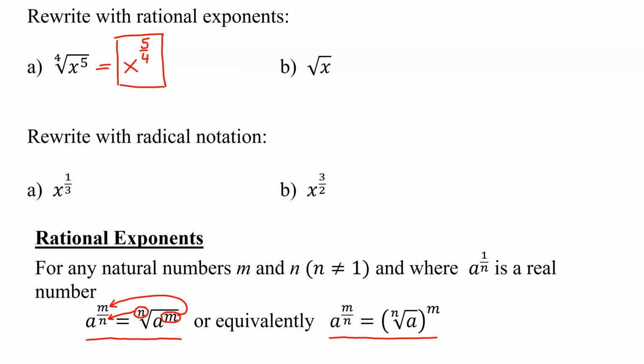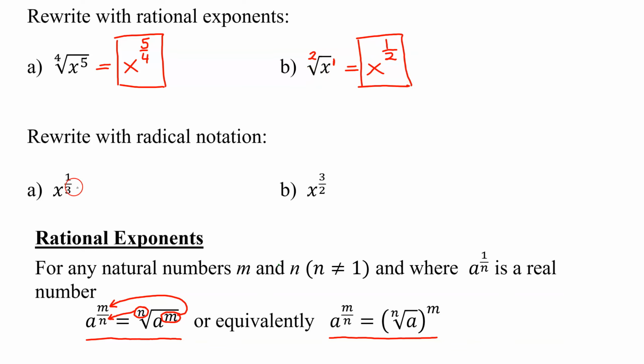Next example, I have the square root of x. What's the index we're too efficient to write? The index on a square root is a 2. And what exponent is just plain old x raised to? We're too efficient to write 1. So I can write this as x raised to a fractional exponent. The index 2 is the denominator of the fraction. The power that I'm raising my x to is the numerator. So the square root of x becomes x to the 1/2 power.